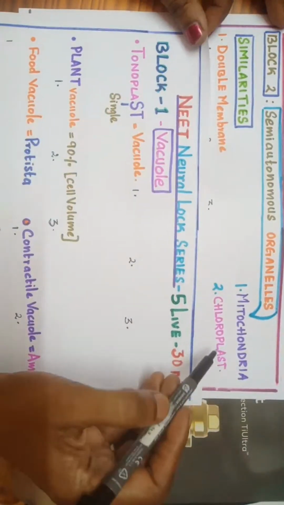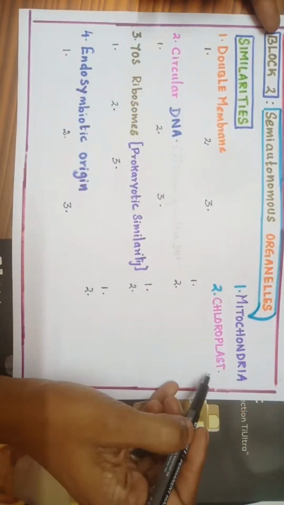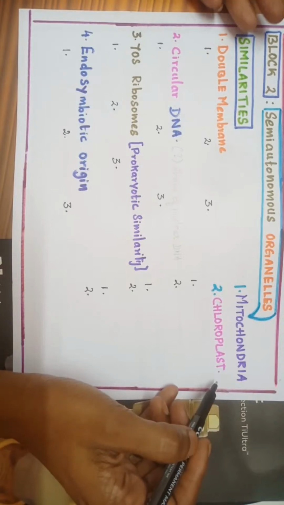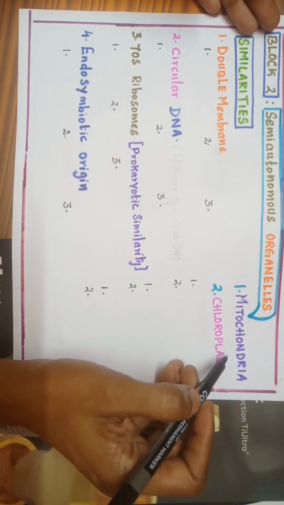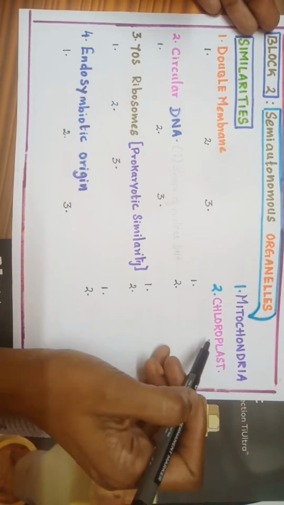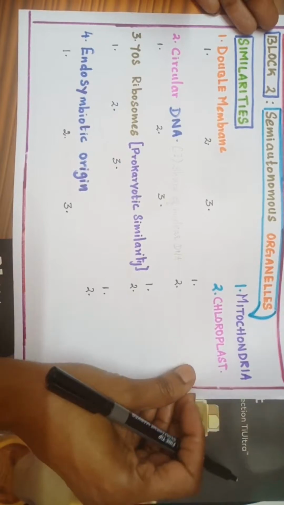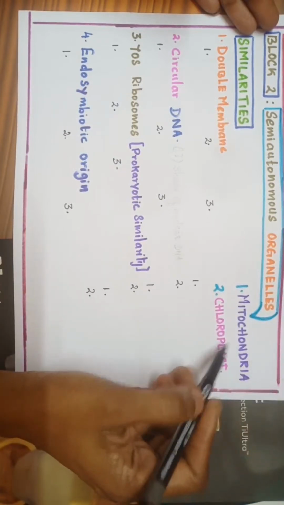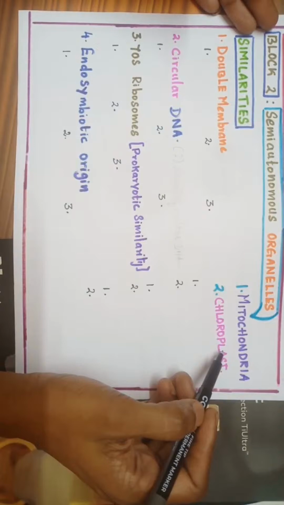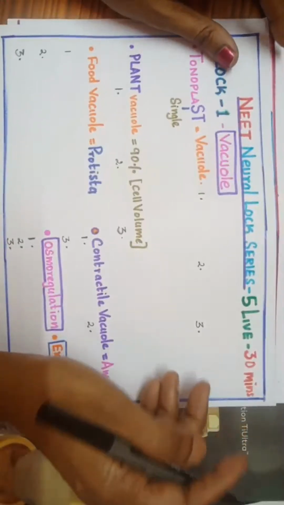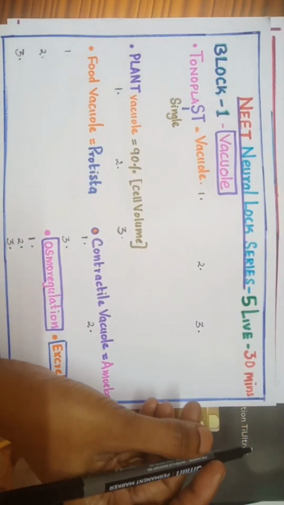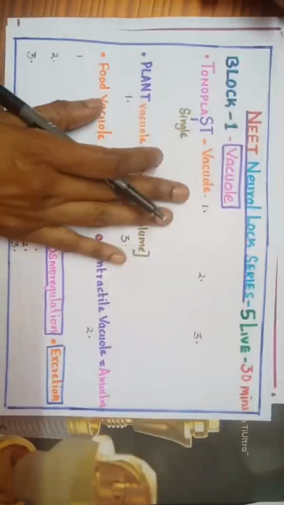Today we are going to see about semi-autonomous organelles. They are mitochondria and chloroplast, and the similarities between them. They are totally two different organelles. What is the function of mitochondria? Very easy: ATP synthesis. They are the powerhouse of the cells. Then chloroplast, synthesis in photosynthesis. But they do have a few characteristics in common. Quickly, can you tell me four characteristics? If you know the answer, even one, you can type it in the comment section.